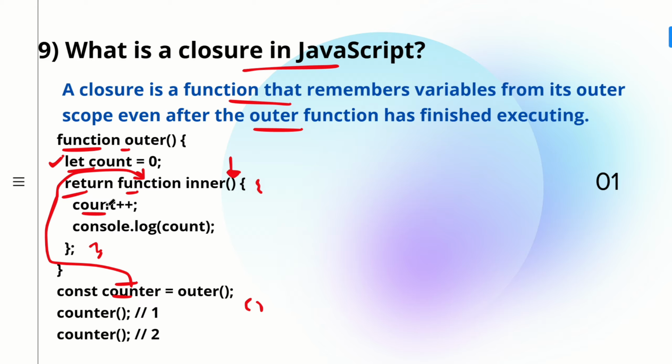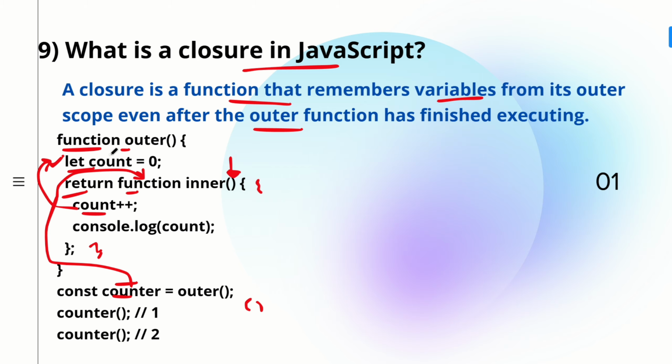Count here, whatever this variable is, is going to point to the variable which is declared in the outer function. That is what this definition means, that closure is a function that remembers the variable from its outer scope. So this is a closure which is going to remember. So count is not there in the scope, but it is remembering a variable from its outer scope. So this is the outer scope. This is what is called closure.